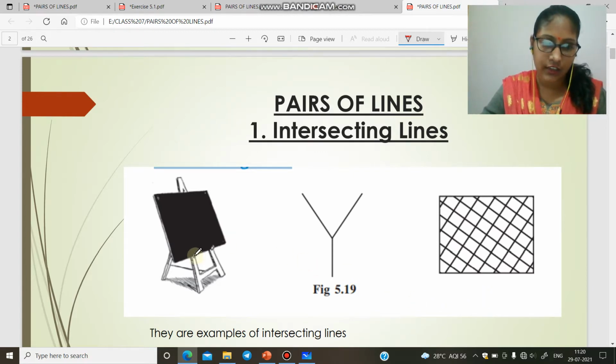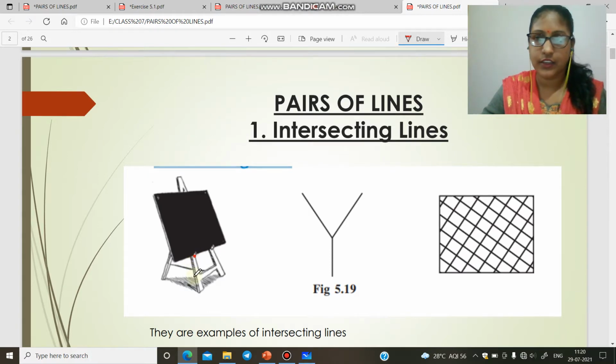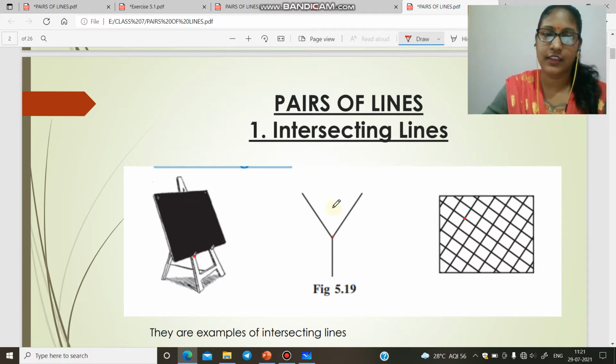So at this point you can see that two lines meet each other. At this point three lines meet each other: one line, second line, and this is our third line. Same as at any point of this net, like here, two lines meet each other. So they are examples of intersecting lines. We can say that if two or more lines meet each other exactly at one point, then they are said to be intersecting lines, like that.